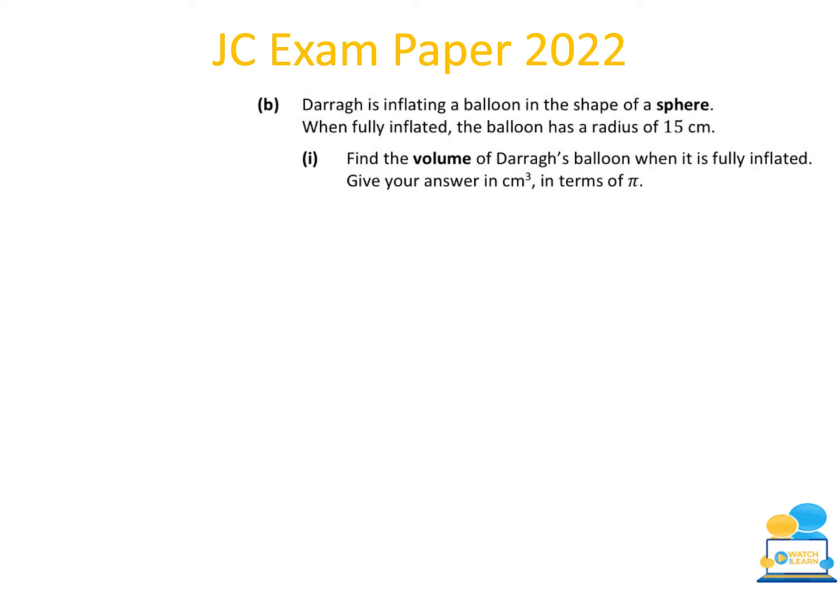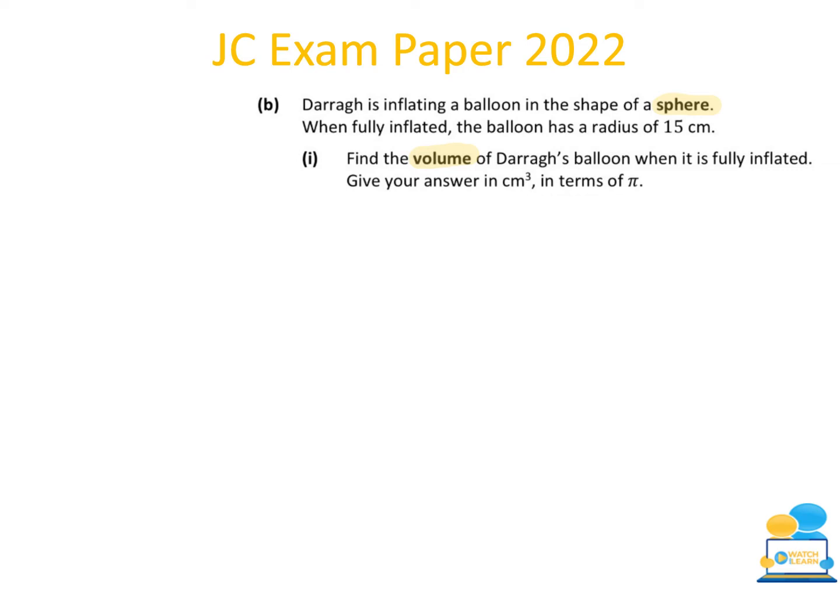Part B of this question tells us that Dara is inflating a balloon in the shape of a sphere. When fully inflated, the balloon has a radius of 15 centimetres. Find the volume of Dara's balloon when it is fully inflated and give your answer in centimetres cubed in terms of pi. So again, in this question, it's asking us to find the volume of a shape, and that shape they're asking us to find is the balloon, which is in the shape of a sphere. So again, I'm going to write down, do I have a formula for the volume of a sphere?